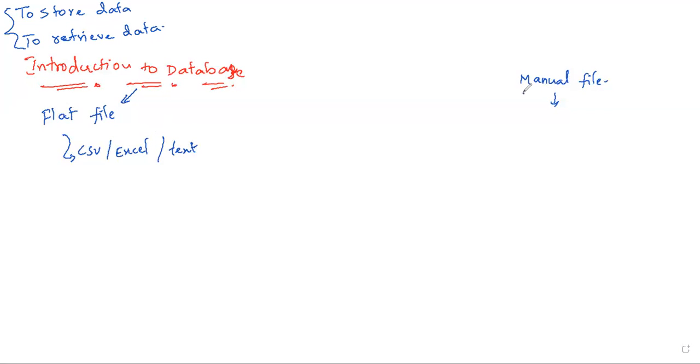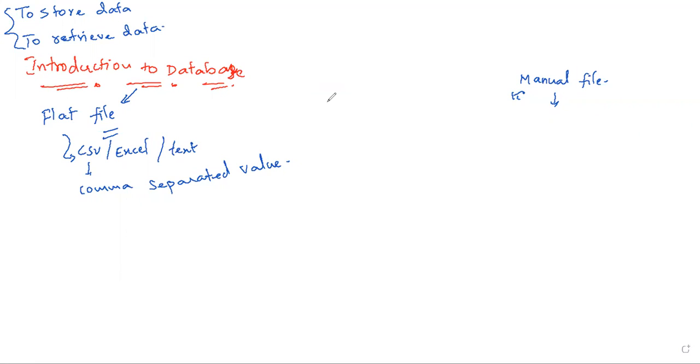So later, after manual processing, we have flat files. In a text document we store the data, in Excel we store the data, or in CSV we store the data. CSV means comma separated value. We store the data in it.